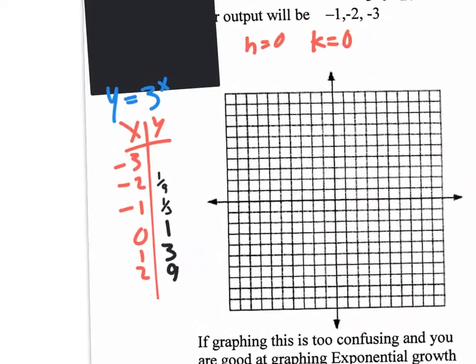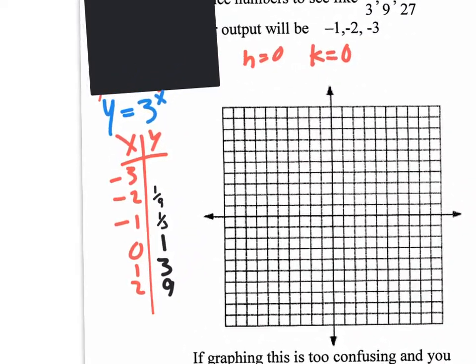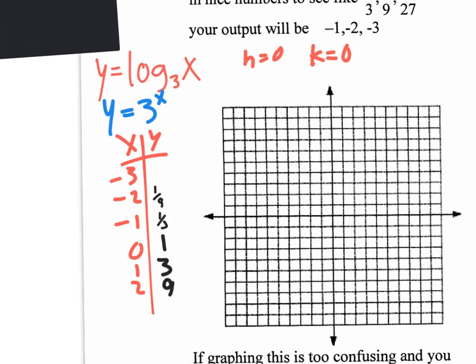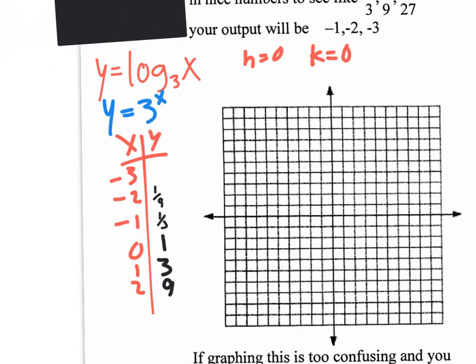Okay, I could plot these points, but what's the point of that? These are the points to the exponential growth function, not to my logarithmic function. I'm sorry, I said exponential decay. So we have the coordinates to the growth function, but we really want the logarithmic function. Now, what do we know about this guy and this guy? They are inverses of each other.